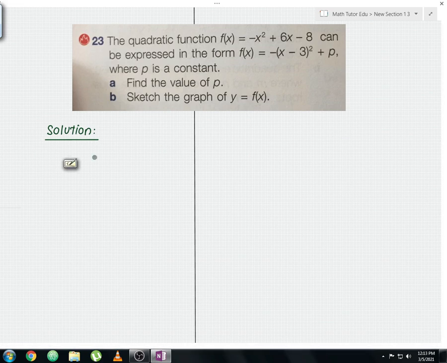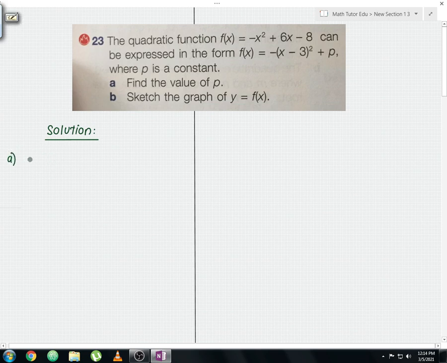Let us begin our discussion with part A by finding the value of p. In order to find the value of p, we're going to express this f(x) function into the general form, and then compare that particular value with the p over here. And once we're able to compare that, we should be able to find the value of p. Okay, so let us continue our working.